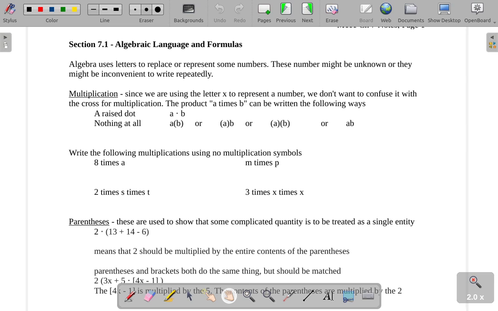Moving into the realm of algebra. Algebra is really what happens when we start replacing some numbers with letters. Now, the whole reason we do this is because sometimes these numbers are unknown and we want to still be able to talk about them. Sometimes these numbers are just kind of annoying to write out.